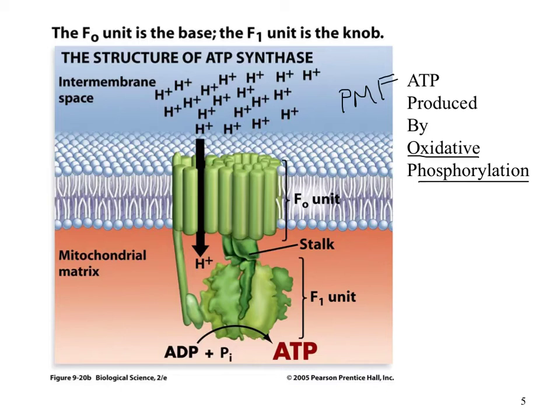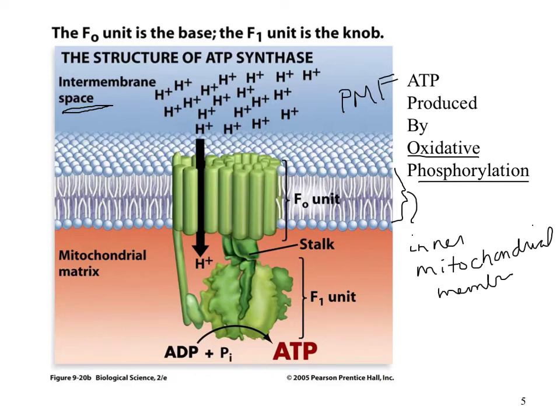And so the proton motive force in a mitochondrion is organized so that the protons are accumulated in the intermembrane space of the mitochondrion, and ATP synthase is oriented in the inner mitochondrial membrane, such that ATP production will occur in the mitochondrial matrix. The ATP synthase has multiple parts. It's a protein with quaternary structure.